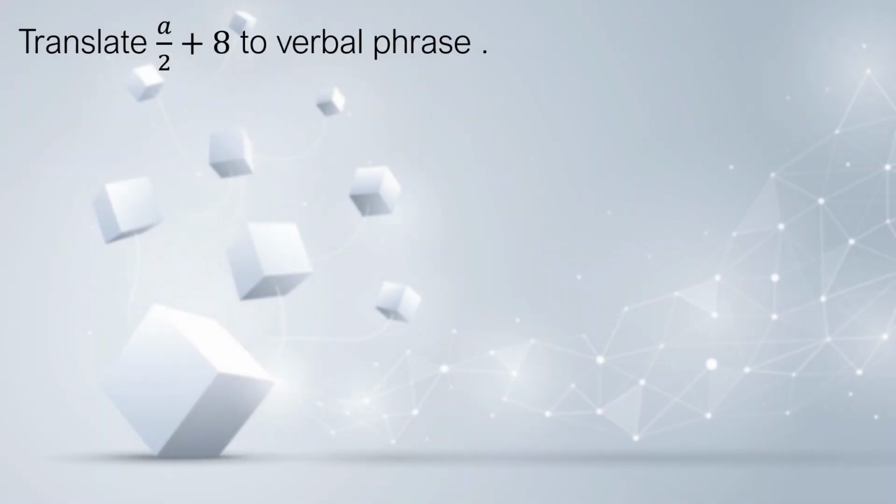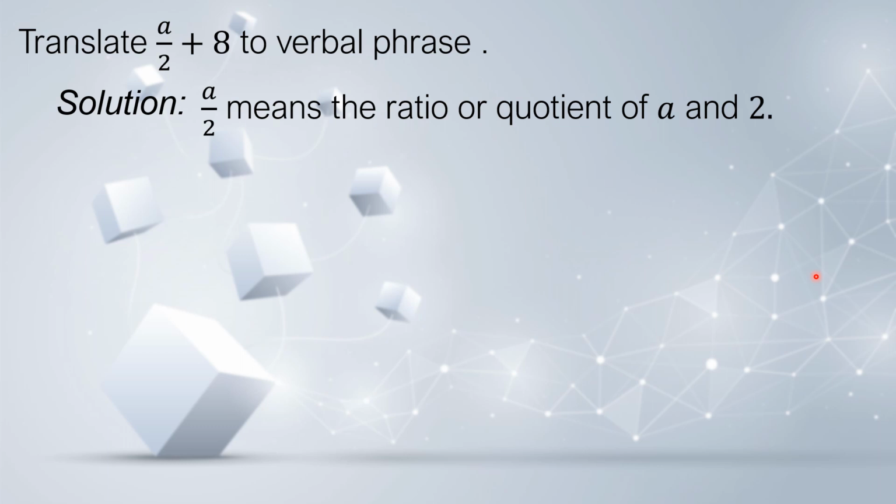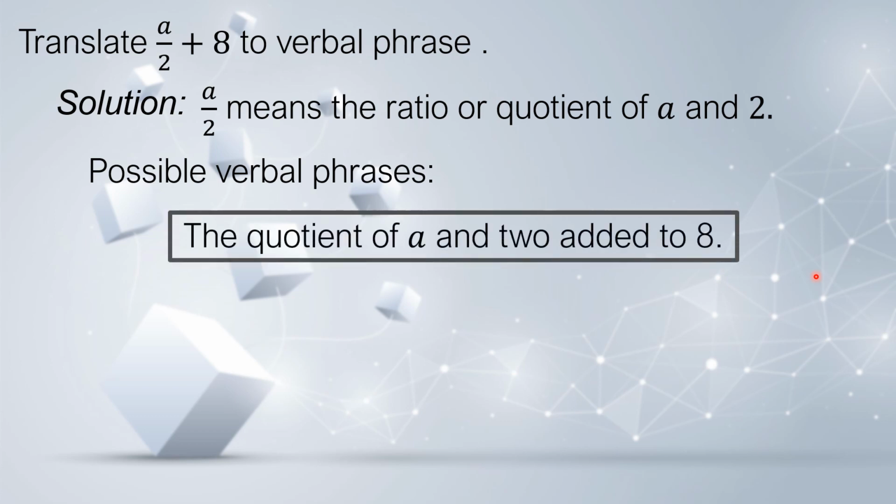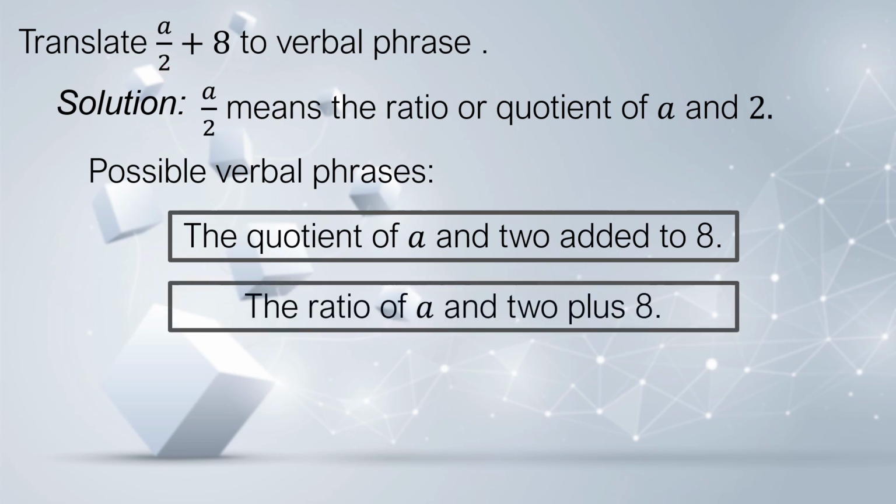Another example, translate a over 2 plus 8 to verbal phrase. So, kapag may nakita kayong fraction, automatic, naglalay yun o under siya ng division. So, for the solution, a over 2 means the ratio or quotient of a and 2. So, here are the possible verbal phrases. The quotient of a and 2 added to 8. Or, the ratio of a and 2 plus 8.